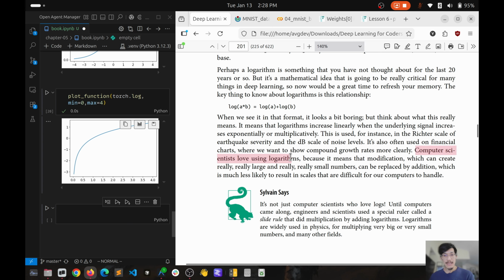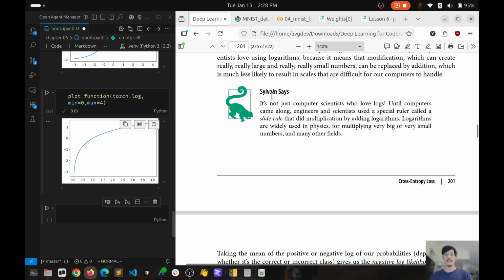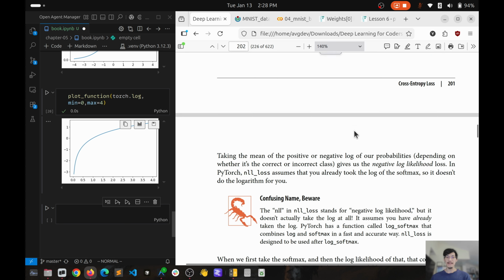Computer scientists love using logarithms because it means that multiplication, which can create really large and really small numbers, can be replaced by addition, which is much less likely to result in scales that are difficult for our computers to handle. Sylvain says, it's not just computer scientists who love logs. Until computers came along, engineers and scientists used a special ruler called a slide rule that did multiplication by adding logarithms. Logarithms are widely used in physics for multiplying very big or very small numbers and many other fields.